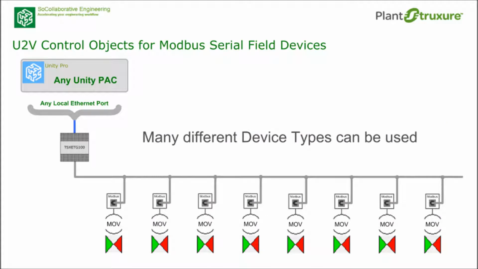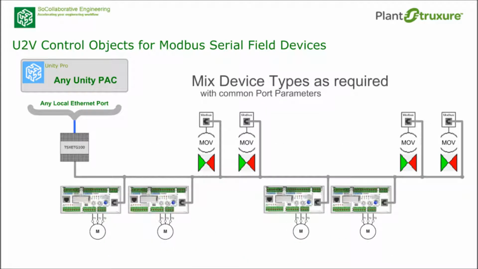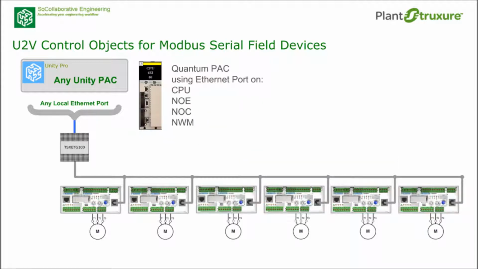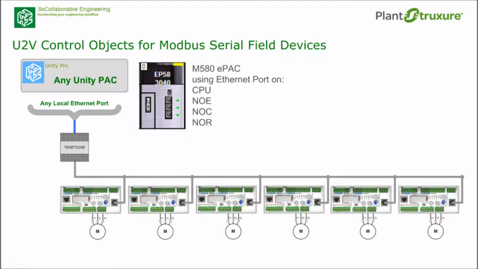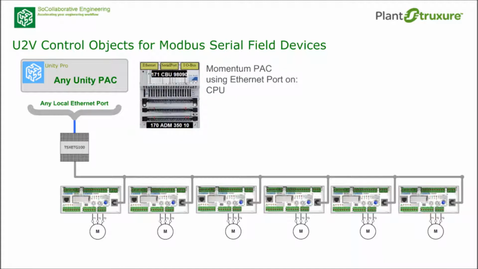This solution is not limited to TeSys T and is easily adaptable to many different device types, and there are no issues mixing the types of field devices, providing they all have common port parameters like baud rate, parity, etc. Any Modicon Unity process automation controller can be used, and communications can be from any local Ethernet port of the system. These include Quantum, Premium, M340, M580, and Momentum.